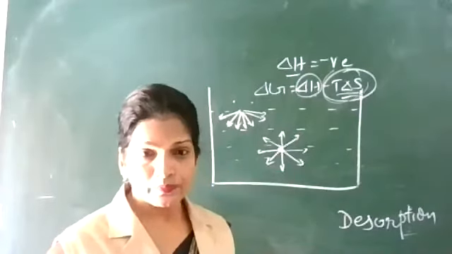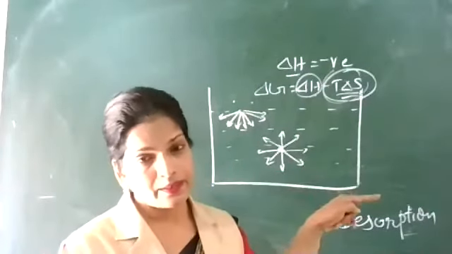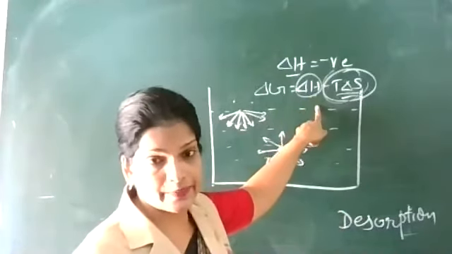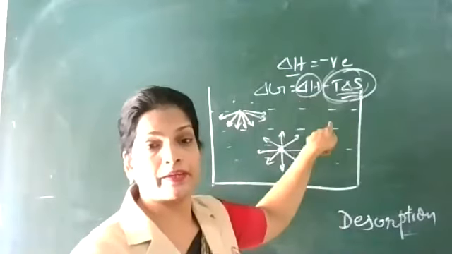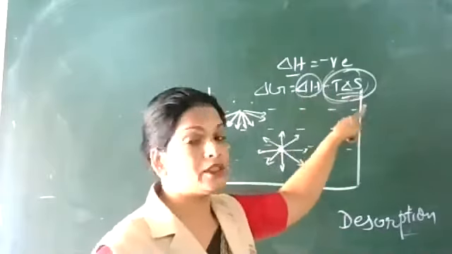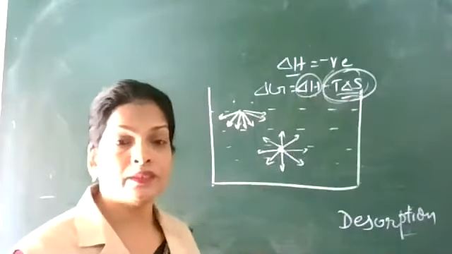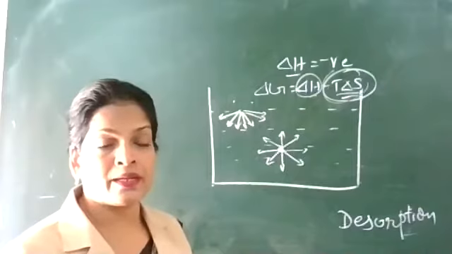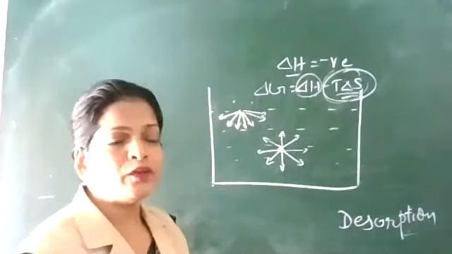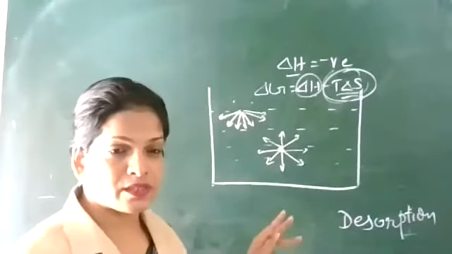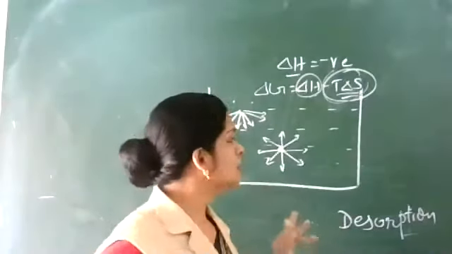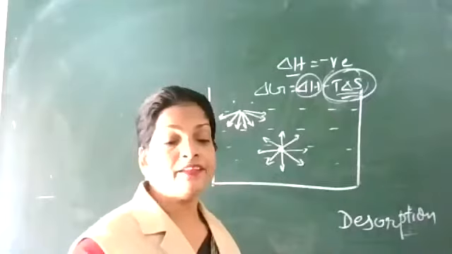One is negative, one is positive. In the beginning, the magnitude of this value was higher. As the adsorption continues, this magnitude gets lower and lower, and when this negative value becomes equal to the positive value, delta G becomes 0. That means it comes to an equilibrium. Once equilibrium starts, you will not find any change.